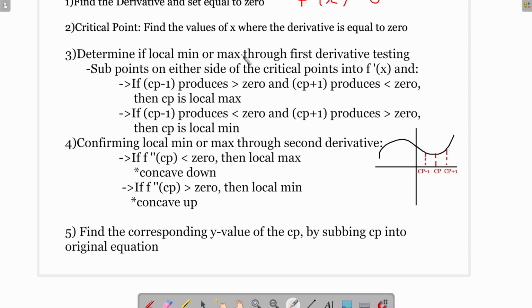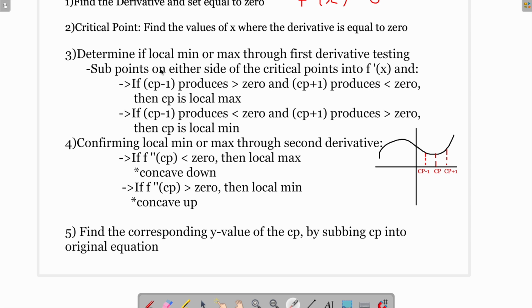So there's two steps. The first one is called the first derivative test. So we find the first derivative as we did here, and we sub in points to the left and to the right of each critical point. Usually you could do -1 and +1, but as we'll see in our example today, we're going to use a range of -0.5 and +0.5 just to keep within the range. But if it fits in the range, it's usually smart to do -1 and +1.